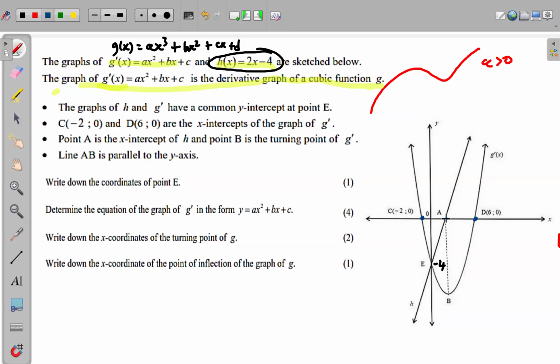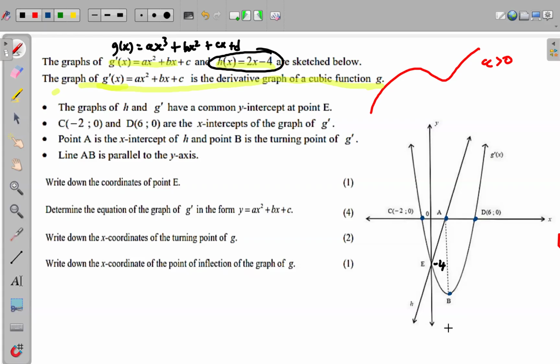And listen to this. Point B is the turning point of the parabola. Now, line AB is parallel to the y-axis. What is this saying to you? It is saying to you the x-coordinate at A is the same as the x-coordinate at B. And if the x-coordinate at A is the same as the x-coordinate at B, this is just another way of saying you have a point of inflection. They have given you a point of inflection for the cubic.